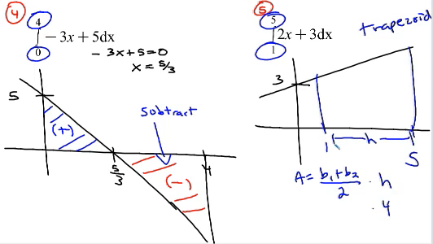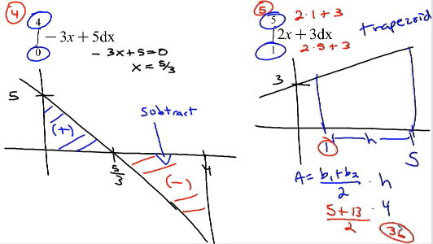But the bases are going to be function values. So I would have to plug 1 in up here. 2 times 1 plus 3, that's going to be 5. And then plug in the 5. 2 times 5 plus 3, that'll be 13. 5 plus 13 divided by 2. That's 18 divided by 2, which is 9. The area of this one is 36. All right? And we will stop there for today.